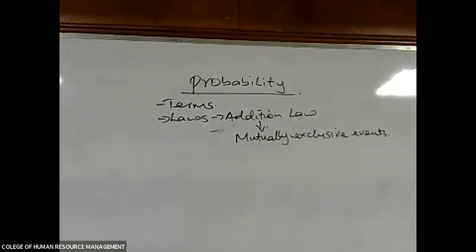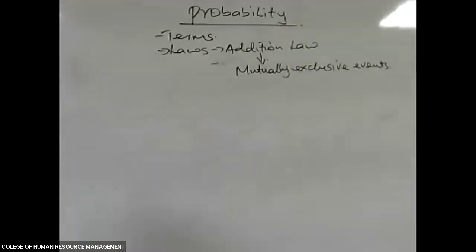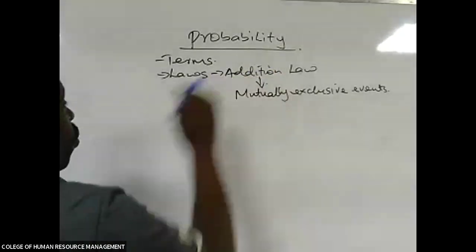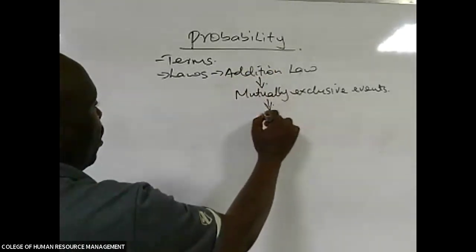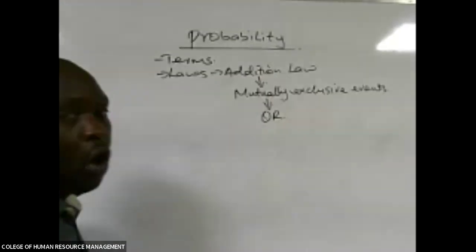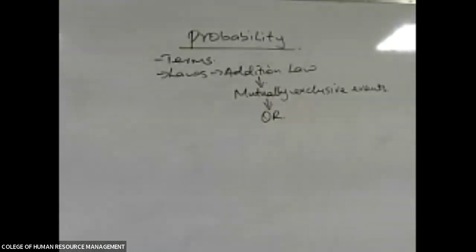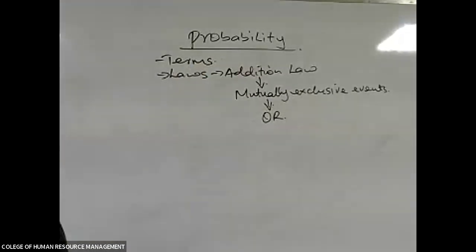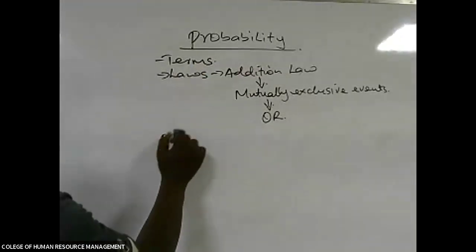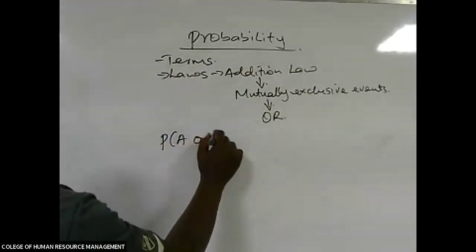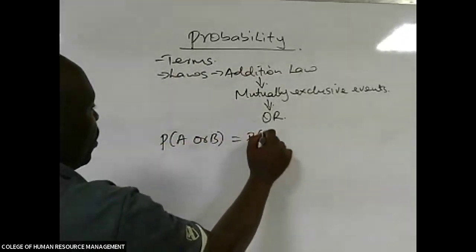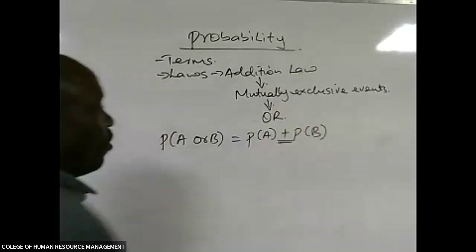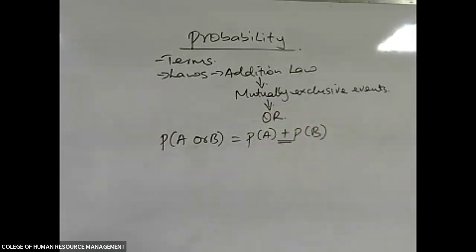Those events which cannot take place at the same time, when we are computing the probability, we normally use the addition rule. And in this case, it is where we use the conjunction or. Anytime we use the conjunction or, we are applying the addition rule. And the addition rule, we said, if you're talking about probability of A or B, is the same as probability of A plus the probability of B. We add. That is why it's known as the addition rule.